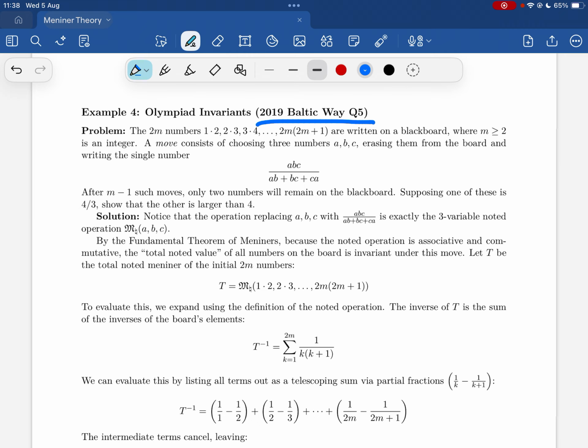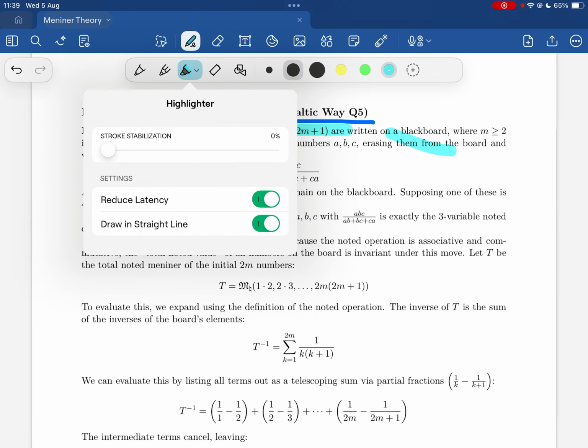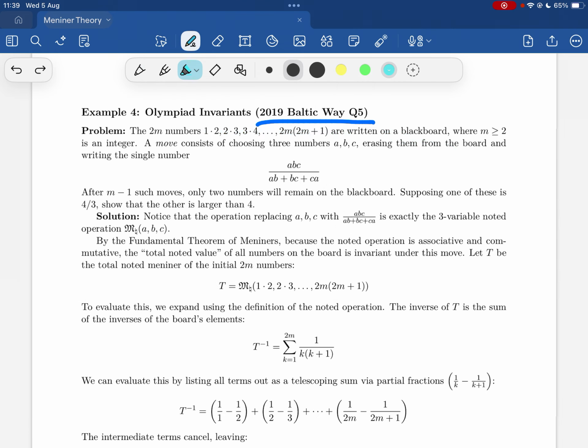Now here we can see that we are writing numbers on a blackboard. There's the highlighter. You can see that we are writing numbers on a blackboard where m is greater or equal than 2, and a move consists of writing this down on the blackboard using 3 numbers a, b, and c. And we can show, very trivially, that this is the 3-variable noted operation on a, b, and c. And then by the fundamental theorem of noted Meniners, the total note is invariant under this move idea.